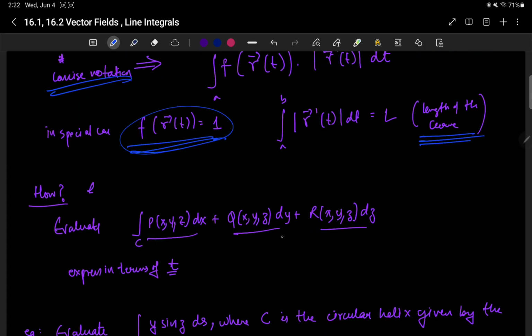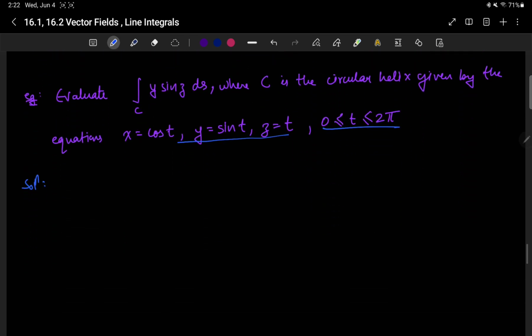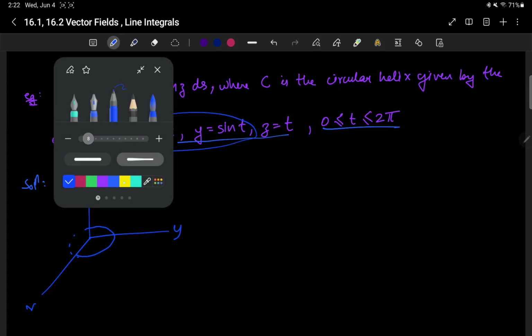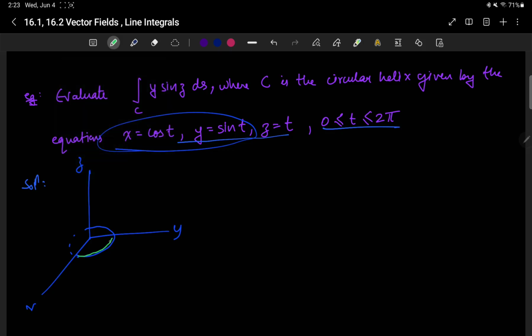So how we do that is we evaluate each of these expressions in terms of t. For example, evaluate the line integral of y sine z ds, where c is the circular helix given by cosine t, sine t, t. This is something you have seen in a previous class, where the shape of this curve, because of cosine and sine on the x and y components, is circular, but because with time it also rises up, it becomes a helix.